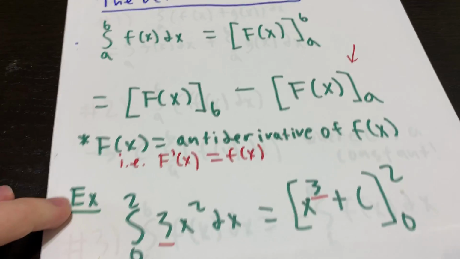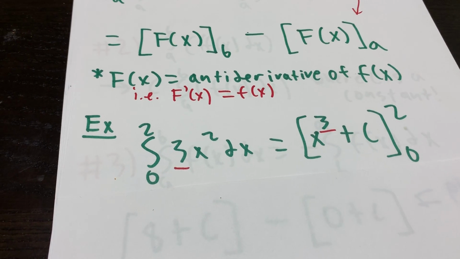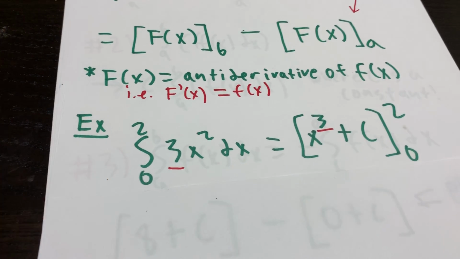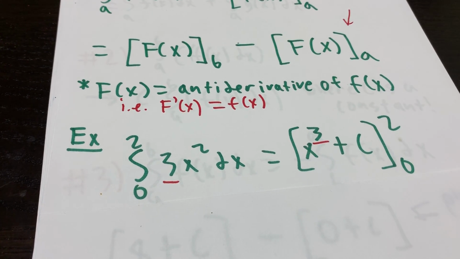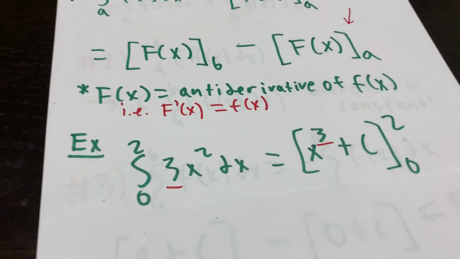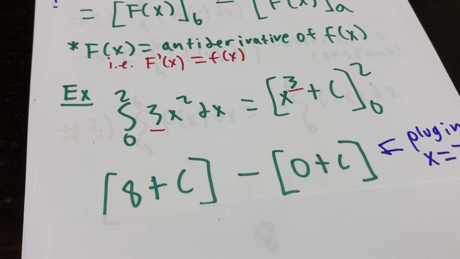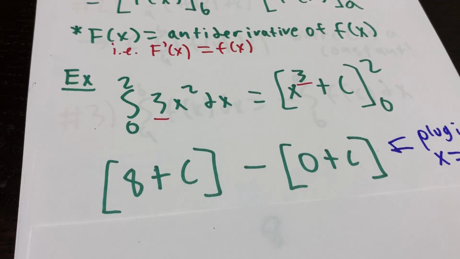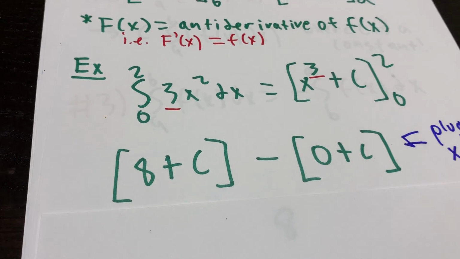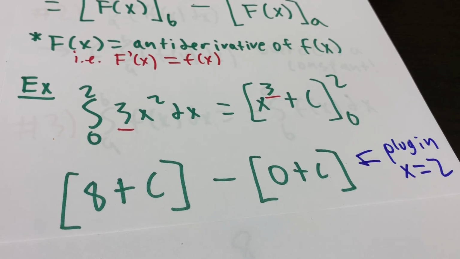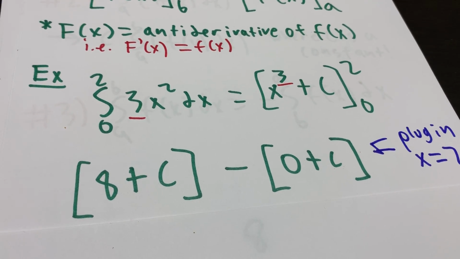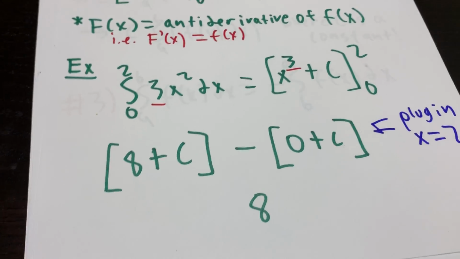So what would be an example of this? Let's say on the interval 0 to 2 of 3x squared dx. When you do that, you get x cubed plus c, and then you evaluate it at 2 and 0. So how exactly does that work? You plug in x equals 2 for the x. So you get 8 plus c minus 0 plus c. And that gives you an answer of 8.